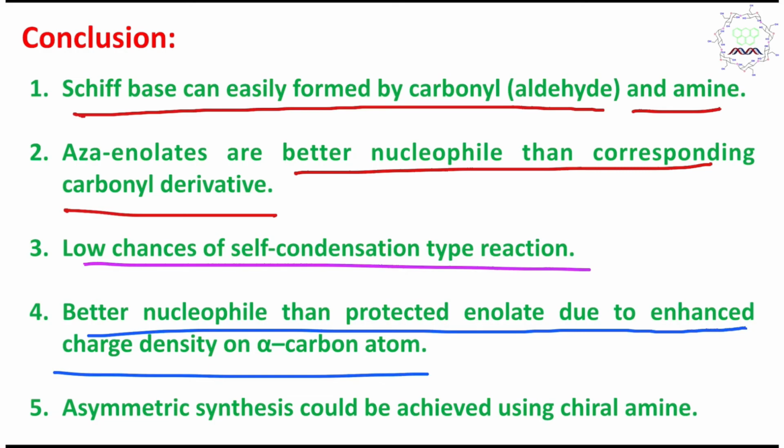And finally, what we have learned is that this asymmetric synthesis could be achieved using a chiral amine. Okay, so that is another thing, because Schiff base condensation is a very easy reaction. So from that easy reaction, you can produce a chiral molecule. From there you can produce an enantioselective particular product or particular stereoisomer in enantiomeric excess.